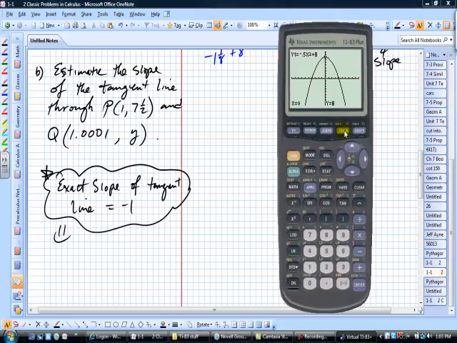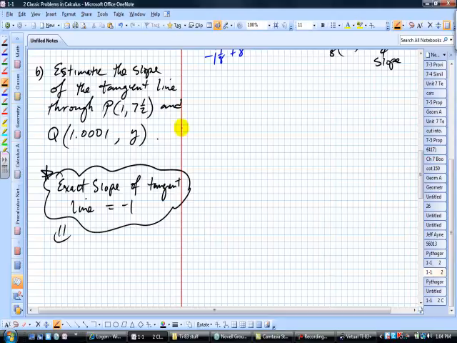Another way to do it is using your trace mode. All you do is enter in the x value, 1.0001, hit enter, and up here on the screen where it says the y value, that's your y coordinate. And notice where it is on the graph. Okay, so y is 7.499999. Okay, so let's record that.